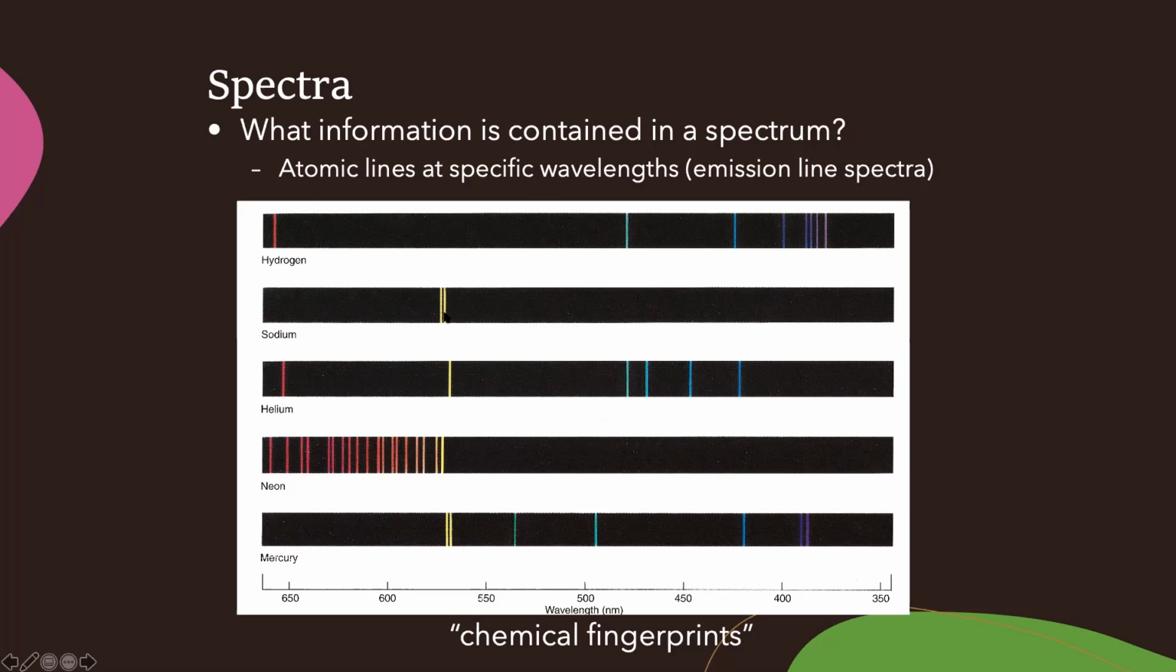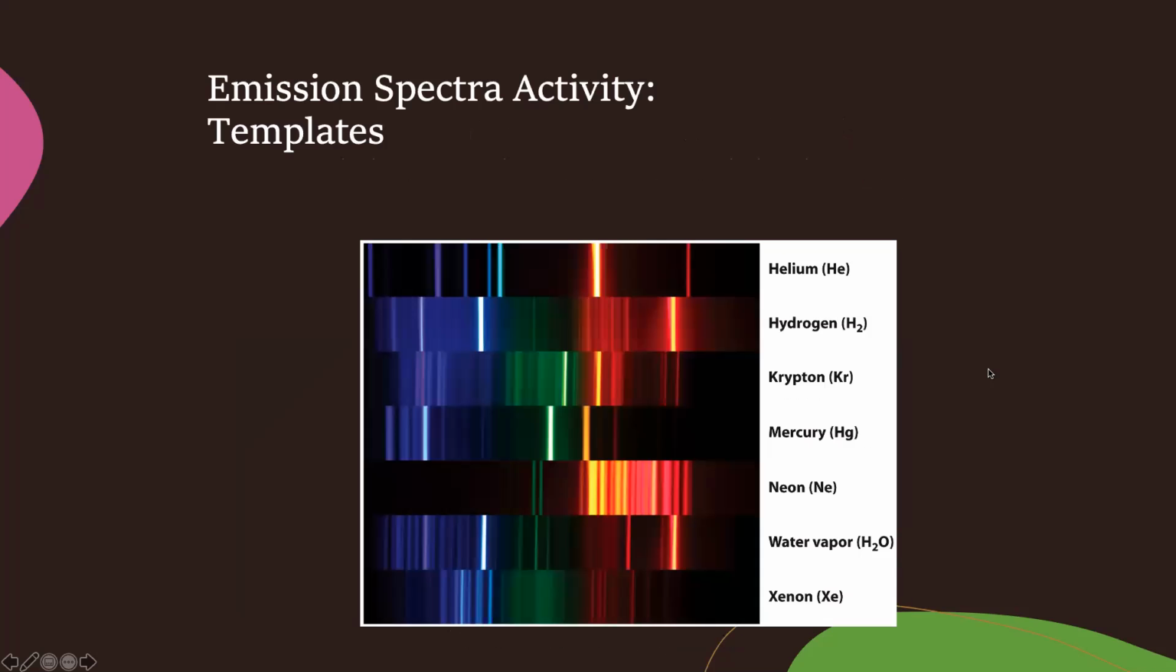So you can see here how these fingerprints look a little bit different. Here's hydrogen, there's sodium, it's got the infamous double yellow lines, helium, neon, which is all in the yellow, red, and orange zone, and then mercury, which is sort of interspersed. And then, maybe we look at some even more, these are, I think, actual images. These are actual images of emission spectra from different objects.